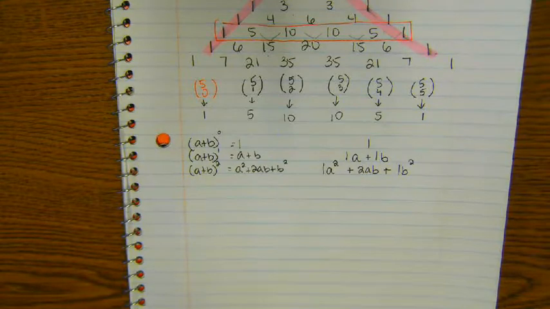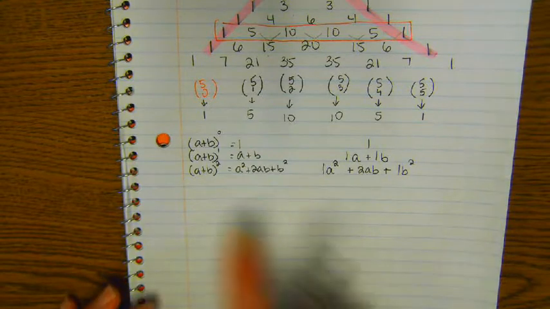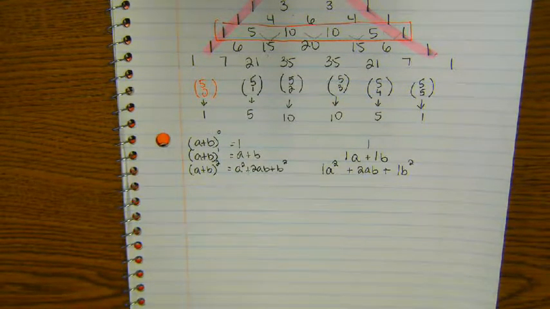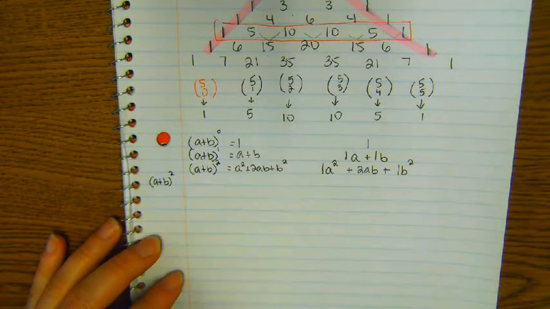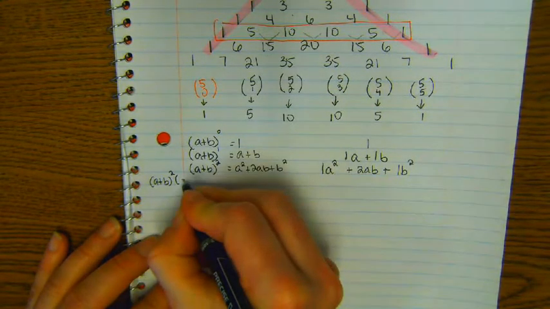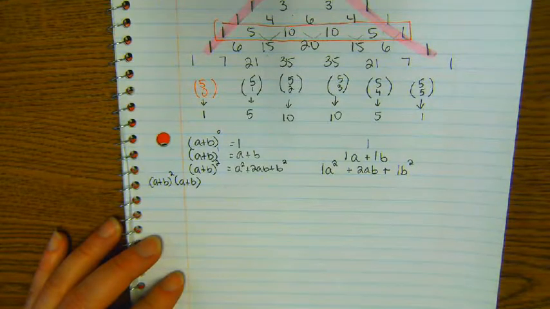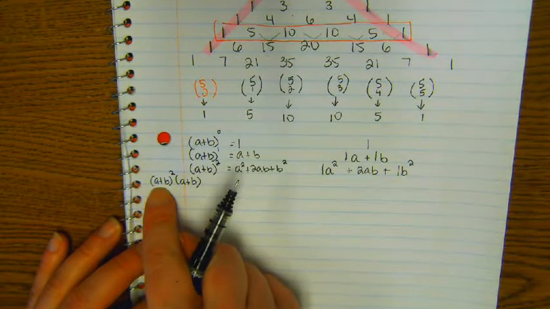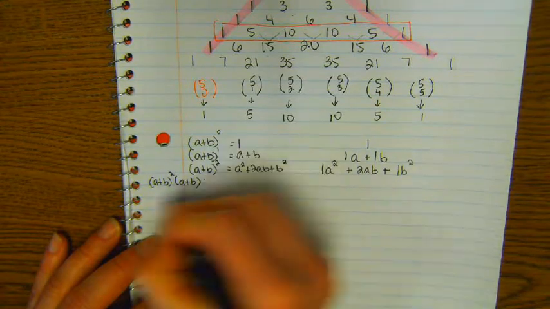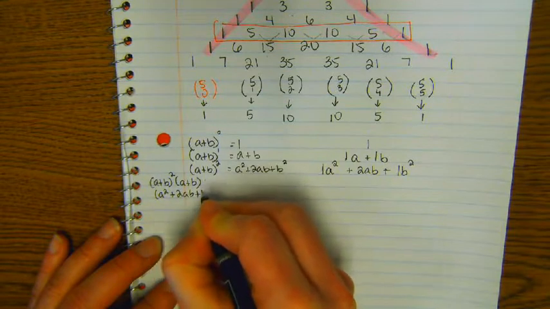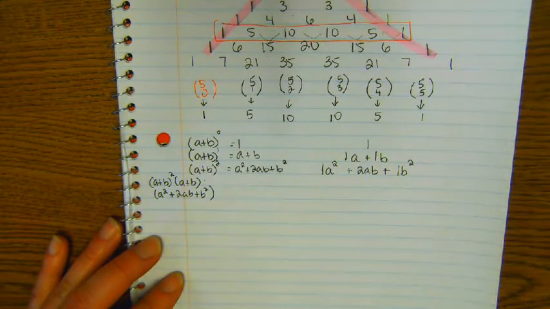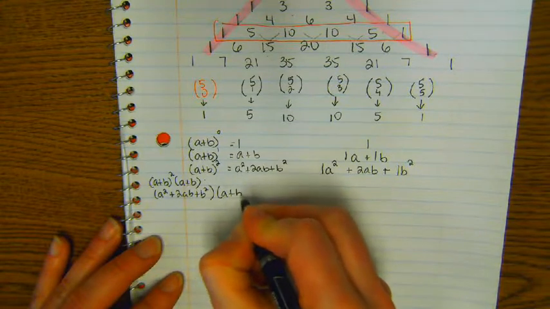Okay, so do you agree with me that a plus b to the third would be a plus b times a plus b times a plus b, correct? Didn't I already calculate a plus b squared? So wouldn't I just have to multiply that by a plus b? Okay, so I'm going to do that. I'm going to take a plus b squared, right below here. That's a squared plus 2ab plus b squared. And then I'm going to multiply by a plus b, and I'm going to see what happens.